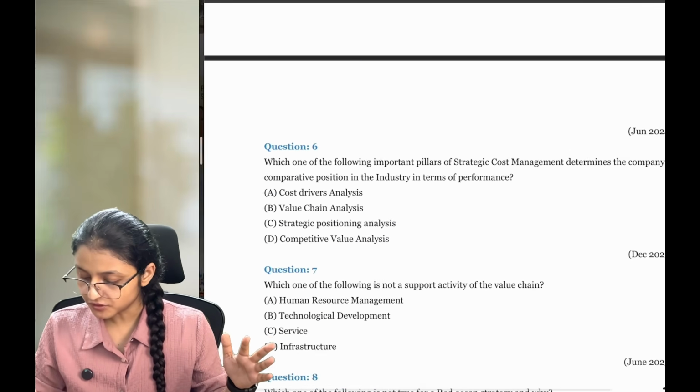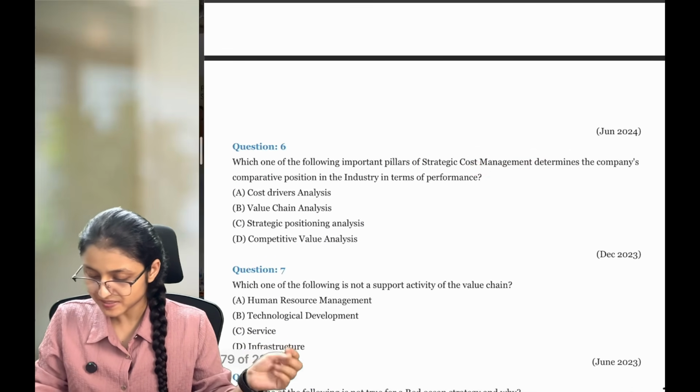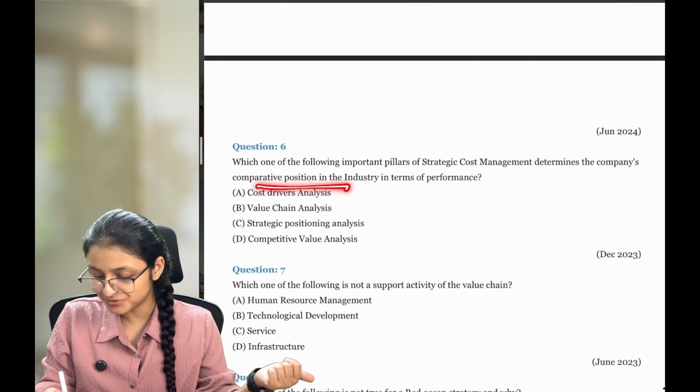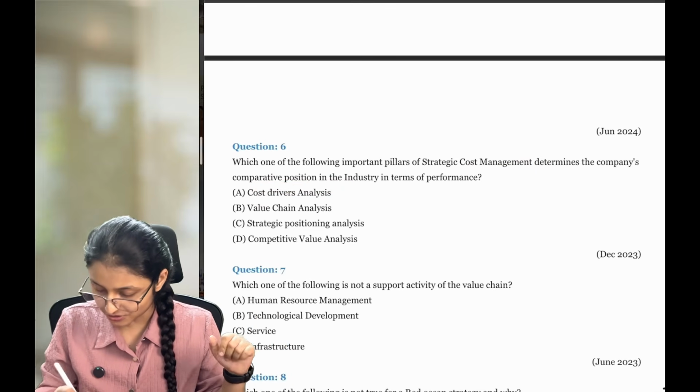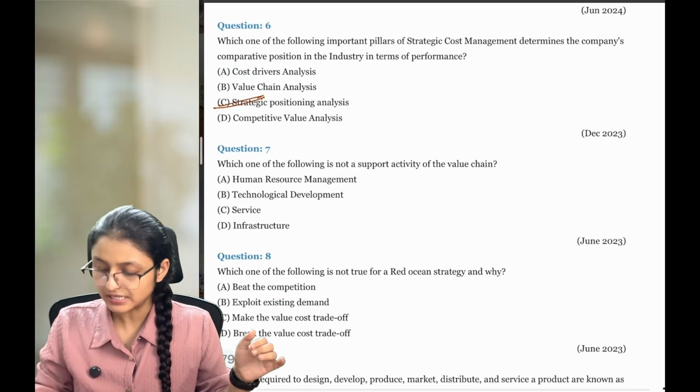Okay. Which one of the following important pillars of strategic cost management determines the company's competitive position? This has been asked previously also. Hence, strategic positioning analysis is the correct answer.